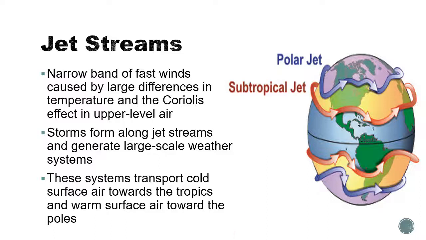Our jet streams. These are narrow bands of fast-moving winds caused by large differences in temperature and the Coriolis effect in the upper air layer. Okay? Storms form along our jet streams and generate large-scale weather systems. These would be the cold fronts and warm fronts that we're used to hearing about. Okay? These systems transport cold surface air towards the tropics and warm surface air towards the poles.